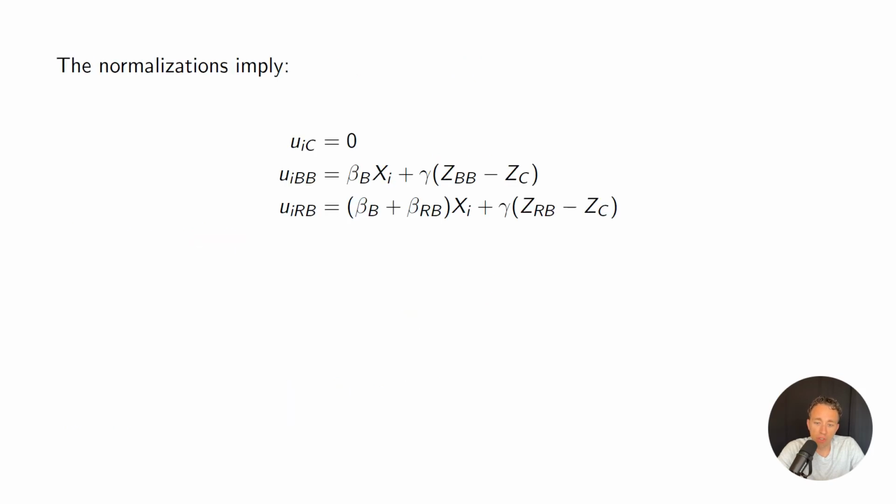If we impose the normalizations that I just said, the utility of a car is going to be 0. The utility of blue bus is just going to be the bus utility plus gamma times whatever the difference is between the blue bus and the car in this Z characteristic. And then the utility of the red bus is going to have this blue bus utility, but then adding the red bus component for the betas times X. And then we're going to have the red bus specific characteristic, and that's going to have the same coefficient gamma.